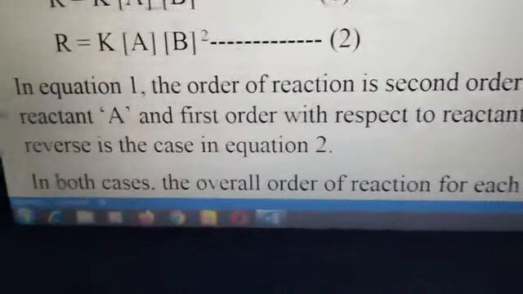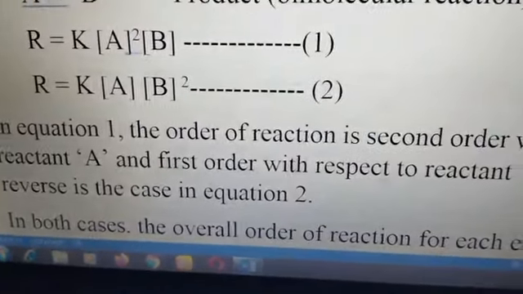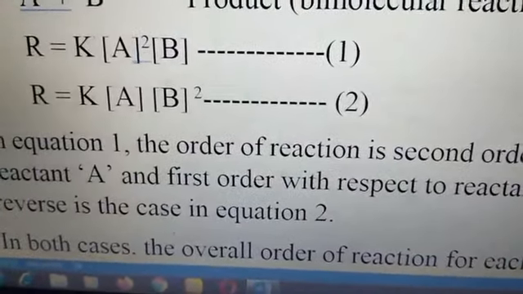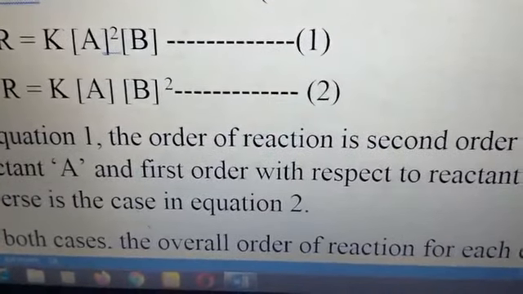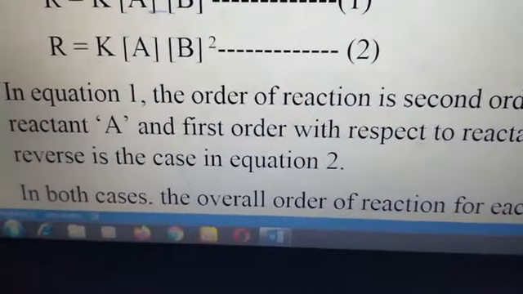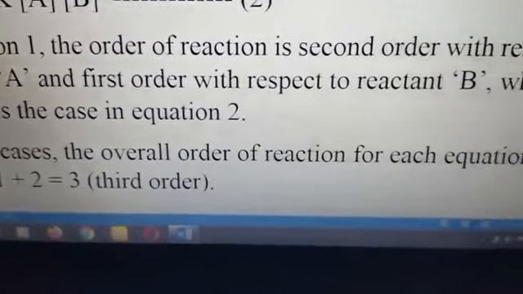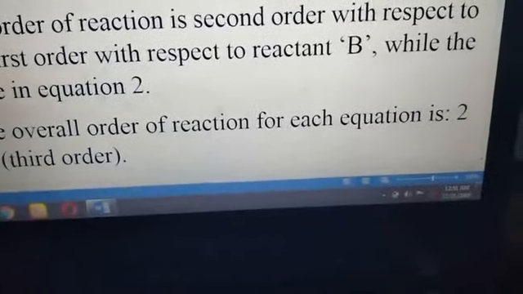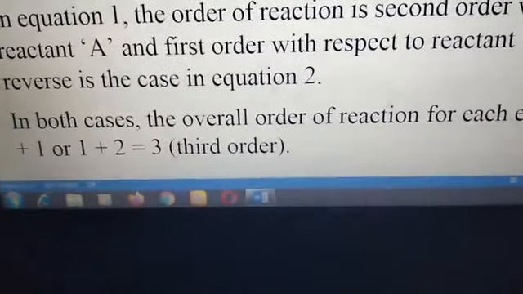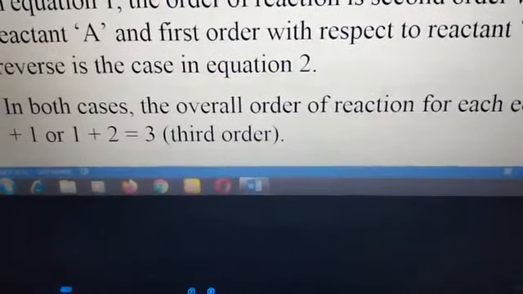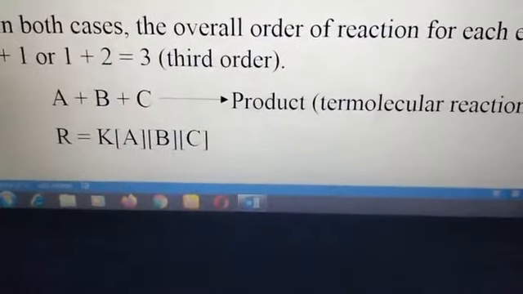The reverse is the case in equation 2. In equation 2, the order is 1 with respect to A and 2 with respect to B. In both cases, the overall order of reaction for each equation is 2 plus 1 or 1 plus 2. That gives you 3. Third order reaction.